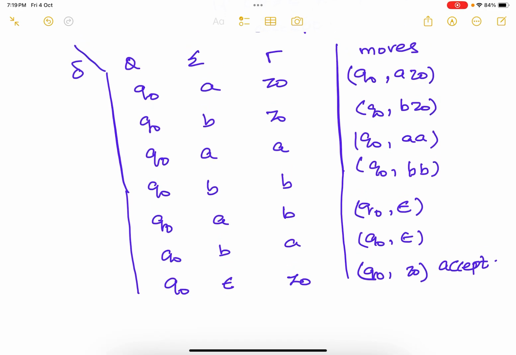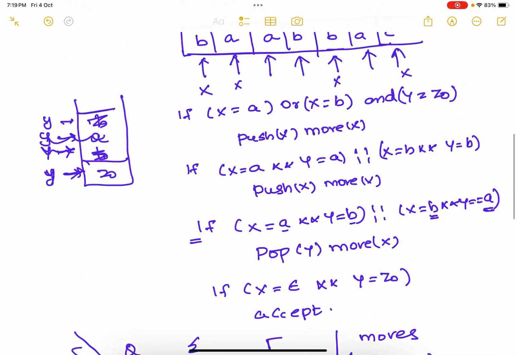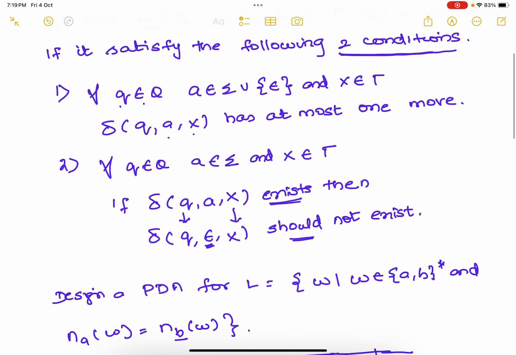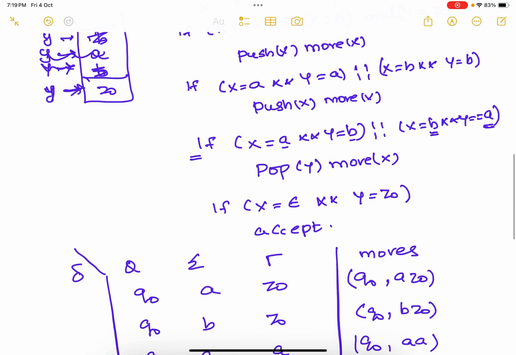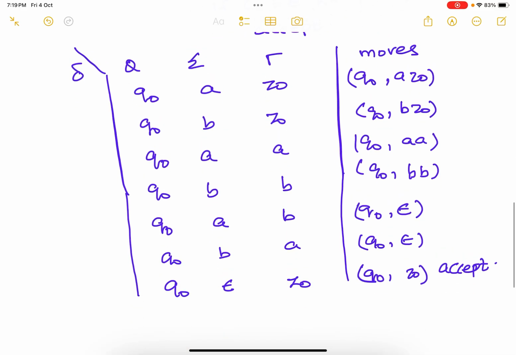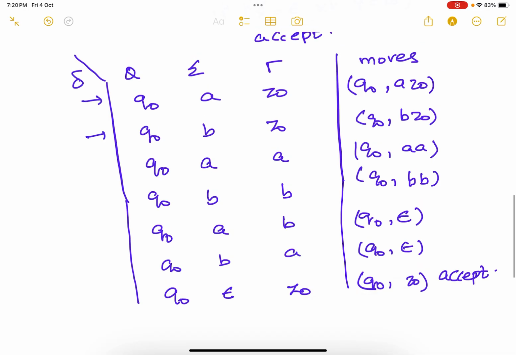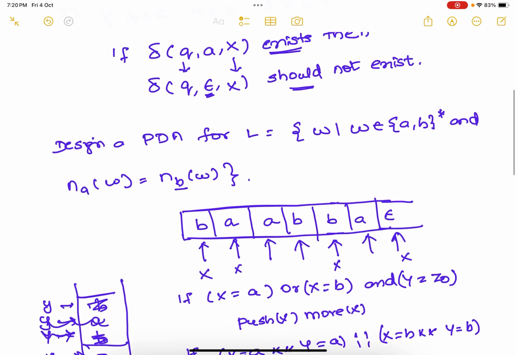Now according to the definition of deterministic pushdown automata, rule 1 says for every transition there should be only one move. So according to rule number 1, this pushdown automata is non-deterministic. It is not deterministic because for each and every transition, it should have exactly one move. So it is non-deterministic by rule number 1. The first condition is not satisfied.